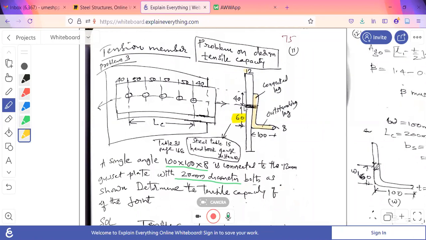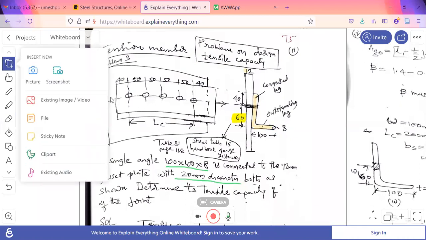This we call the gauge distance. It is not passing through the centroid, it is passing through the gauge distance. This gauge distance of 60 mm is given in the problem, but if it is not given also, you can find it from the code book, the steel tables book, where you have to search for the gauge distance for this angle, 100 into 8 mm thick. Okay. So now you look at the problem first.